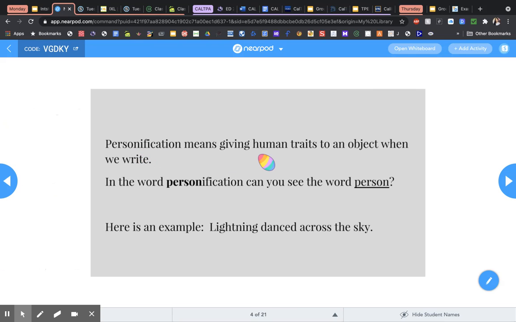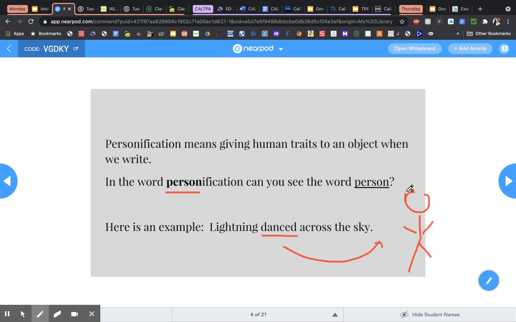So again, personification means giving human traits to an object. As you can see, the root word person is in personification, which is another way to say human, because we're giving human traits to an object that is not human. So here's an example: Lightning danced across the sky. What did the lightning do? It danced. Well, a human could dance as well, right?